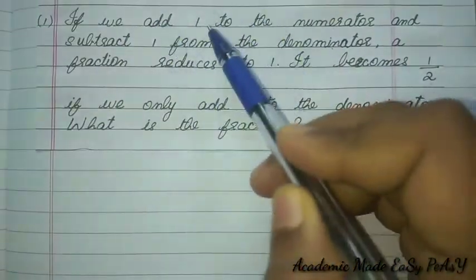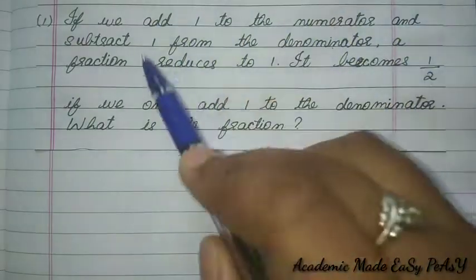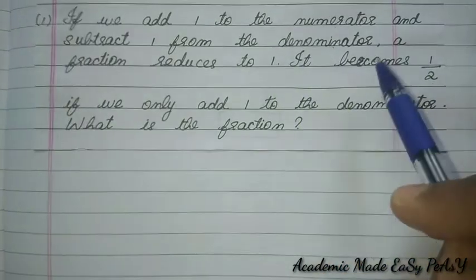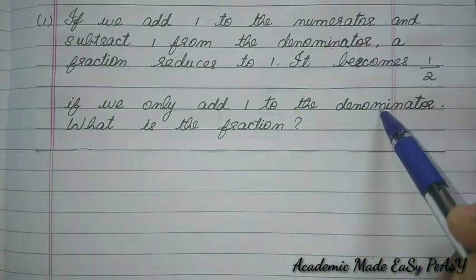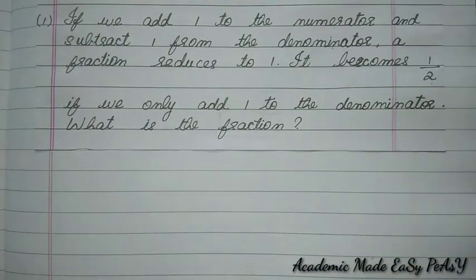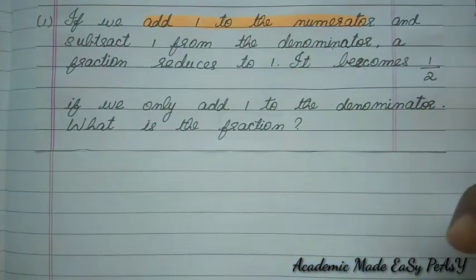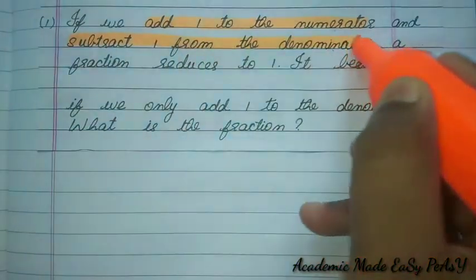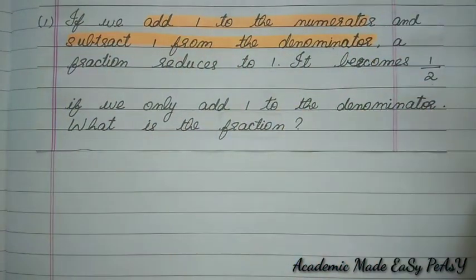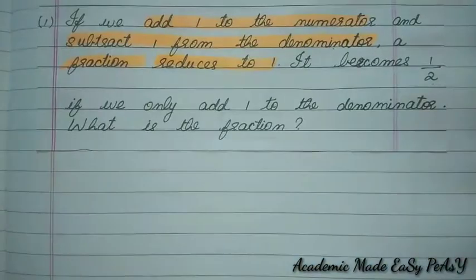Subdivision 1. If we add 1 to the numerator and subtract 1 from the denominator, a fraction reduces to 1. It becomes 1 by 2 if we only add 1 to the denominator. What is the fraction? Let me explain. It is given that if we add 1 to the numerator, that is numerator plus 1, and subtract 1 from the denominator, that is denominator minus 1, the fraction reduces to 1.